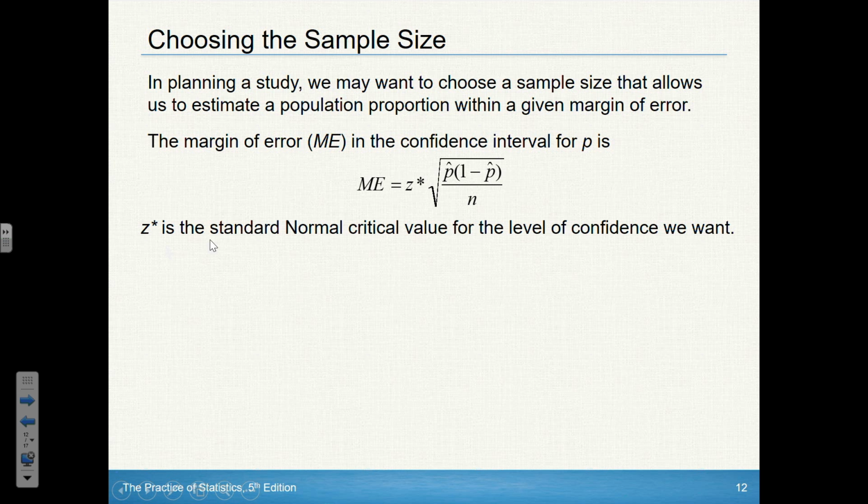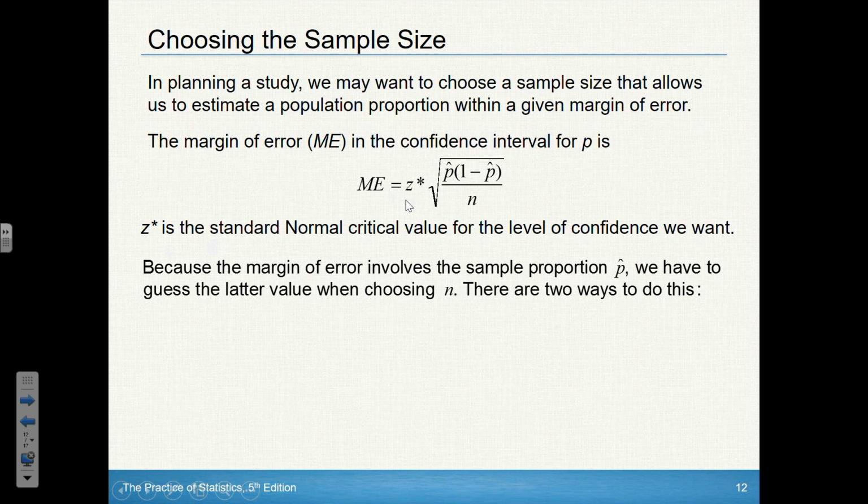Now, the z star, that's your critical value. And what we're trying to do is control this margin of error. So we are going to have a z star. Now, the p hat, this is the interesting part here. We've not actually gotten our data yet, so we don't have a p hat. So we're going to be estimating that p hat.